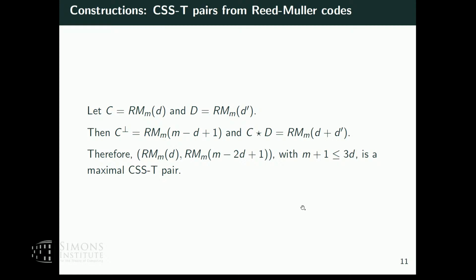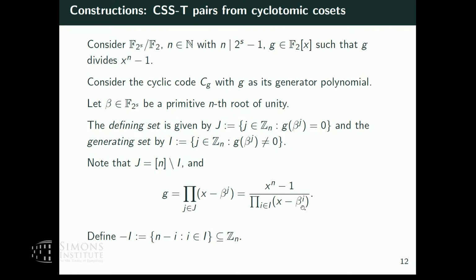I'll show some tables later on with explicit codes with explicit parameters. But for now, I wanted to move on to the other piece of this work, which is looking at cyclic codes and extended cyclic codes. There's a lot of notation here, but the main point is that if we have a cyclic code, we think about the cyclotomic sets that are defining that code, and then we can place a condition on the cyclotomic sets to see exactly when the pair of codes is CSS-T.